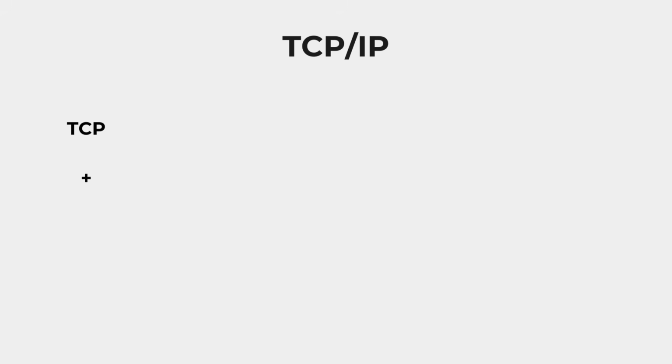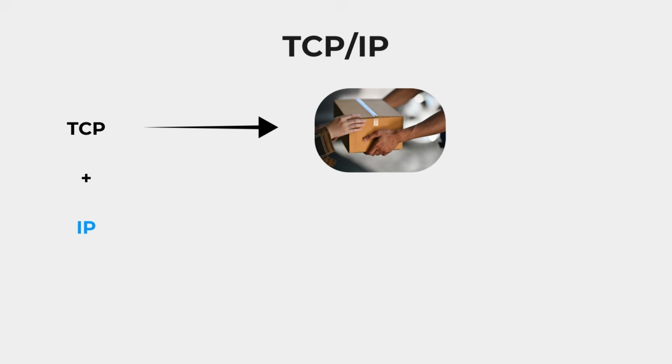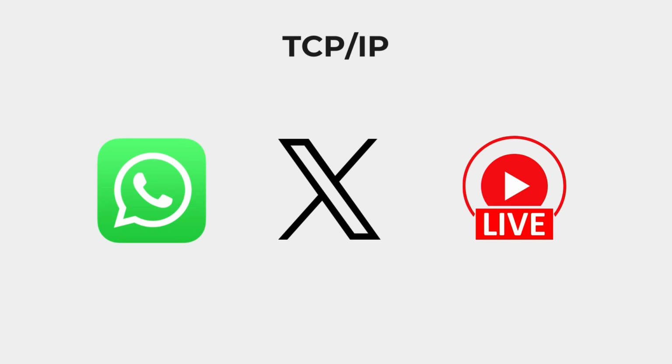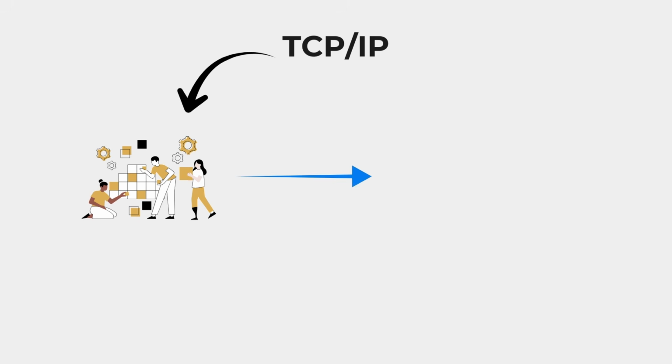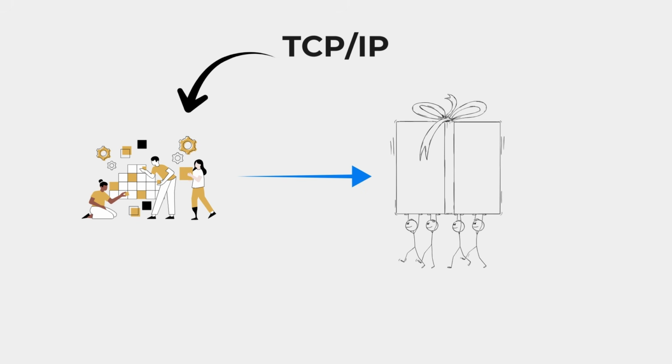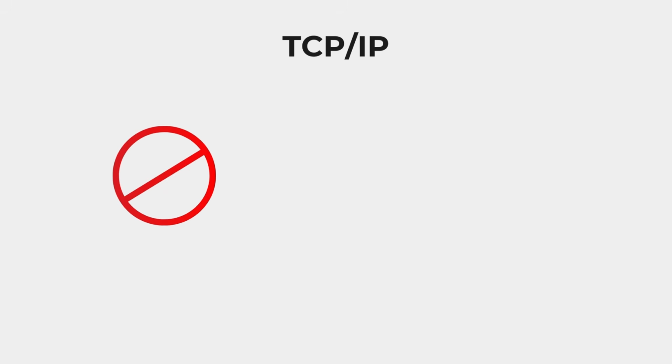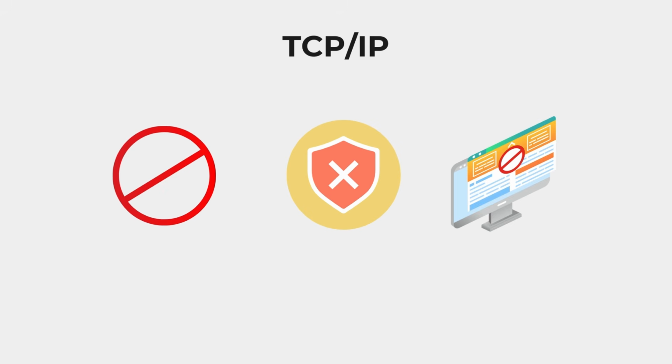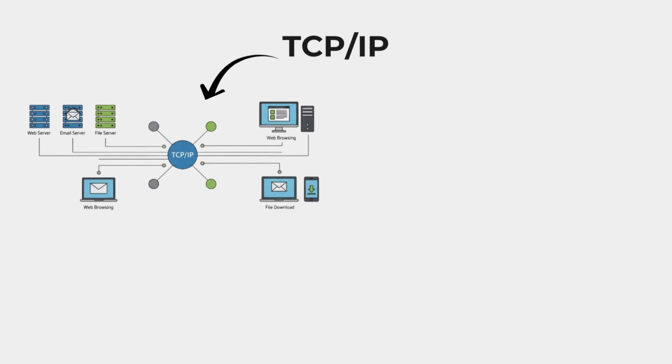Together, TCP and IP work in tandem. TCP ensures reliable delivery, while IP ensures packets reach the right destination. When you send a message over WhatsApp, post on social media, or stream a video, TCP/IP is working behind the scenes to ensure your data arrives intact and in order. Without TCP/IP, data transmission would be unreliable, leading to broken connections and miscommunication between devices. It's the backbone of modern Internet communication.